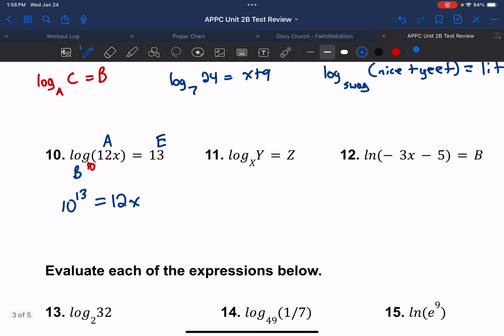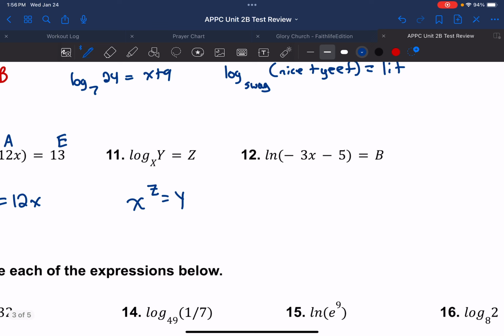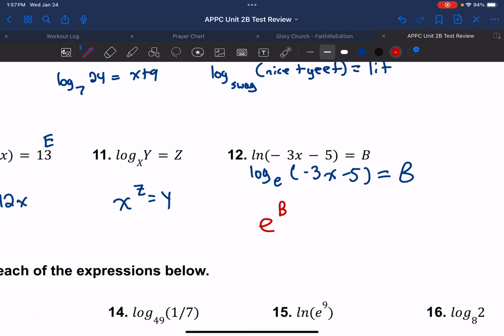Same thing here. X to the z equals y. And then it's a little bit more confusing to rewrite this in ln form, so I would always change ln to log base e first, because that's what ln represents, the natural log. And then e is my base, so e to the b equals negative 3x minus 5.